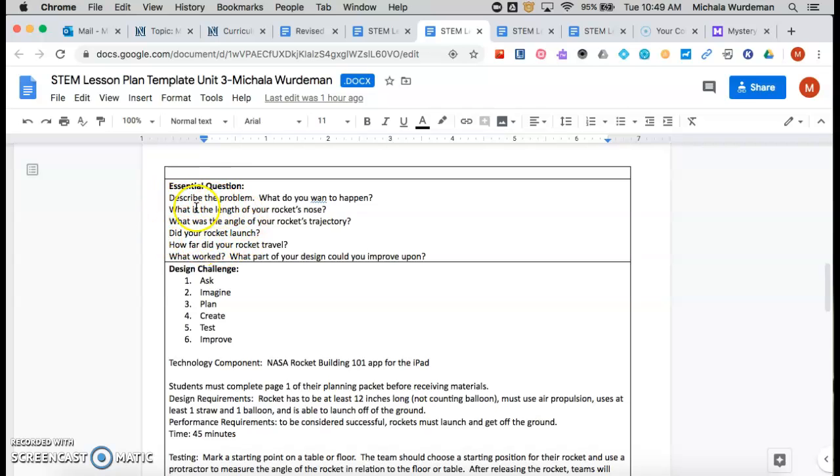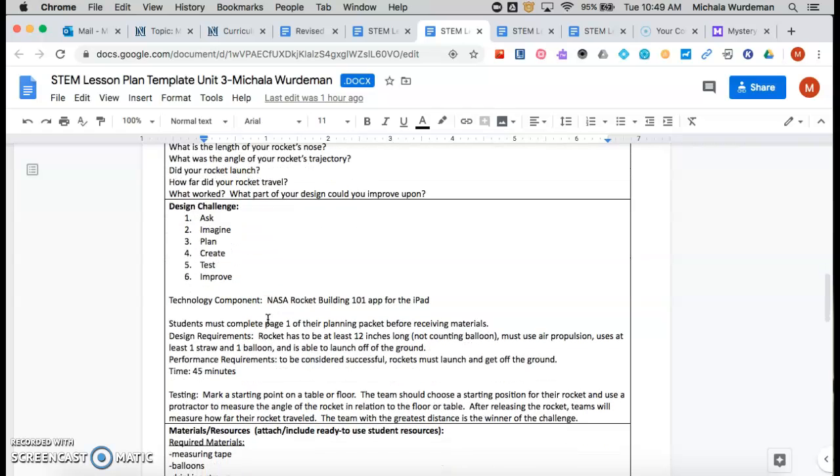So their essential question piece, they're going to be talking about the problem and what they want to happen. The length of their rocket's nose, they're going to be measuring things. The angle of your rocket's trajectory, did their rocket even launch? And then how far did it travel? And what worked about your rocket? And what could they improve about their design?